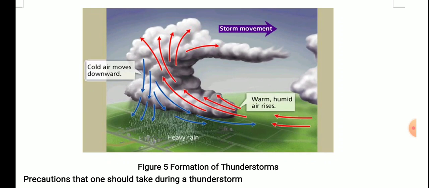Because of continuous attraction, or you can say continuous friction between these airs, charges are produced, and that's why lightning occurs.